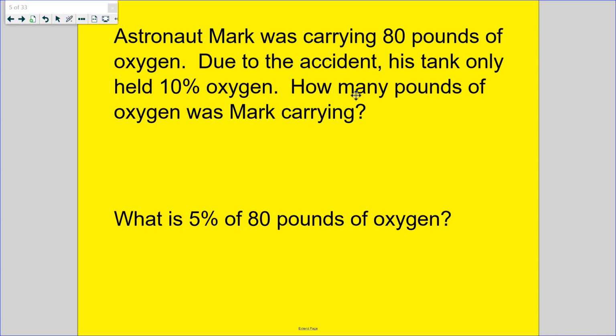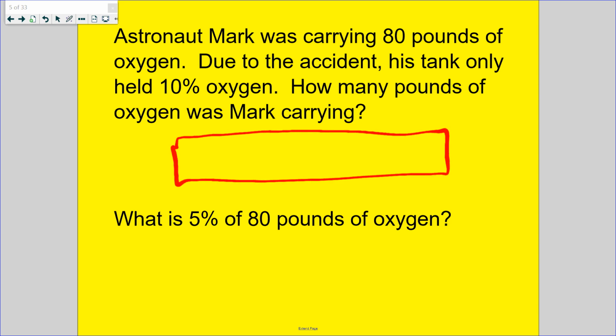So if you're given a strip diagram or percent bar such as this, and this holds 100% and is carrying 80 pounds, how many pounds of oxygen is he carrying if it's only 10%? I want you to think about it. How would you solve this? There are several ways you can solve this. So I want you to figure it out. And then if you have gotten it, what is 5% of 80 pounds of oxygen?